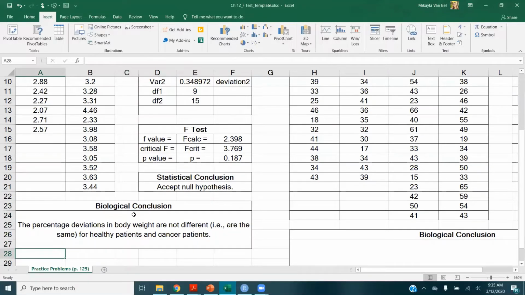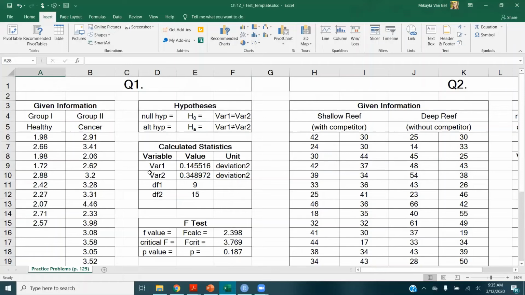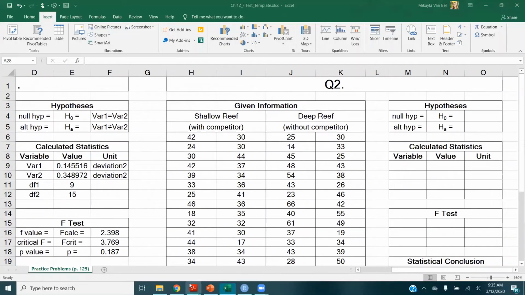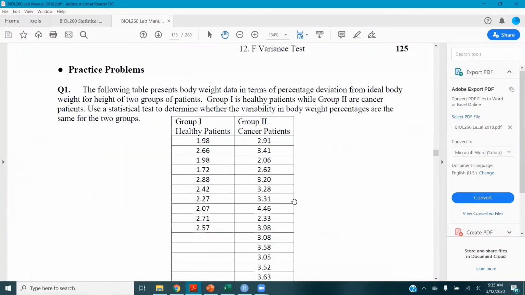And that is it for the F-test. We are going to do one more. I'll go a little bit faster the second time, and then we're going to go into R. So I'm going to move over here to question 2. Question 2 is also from page 125.